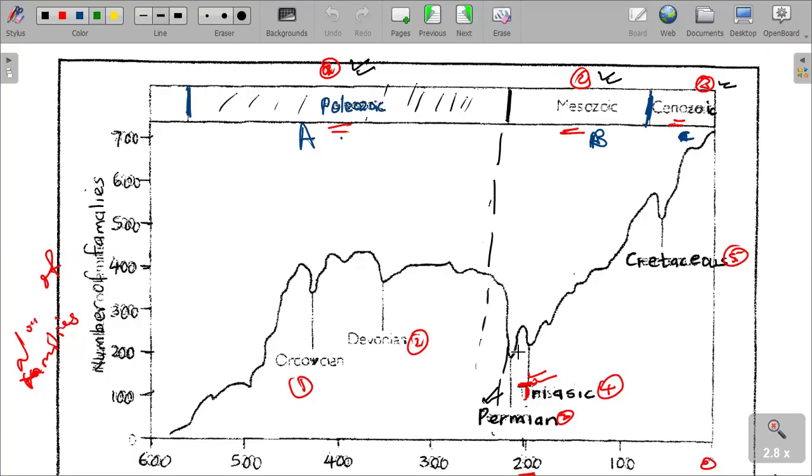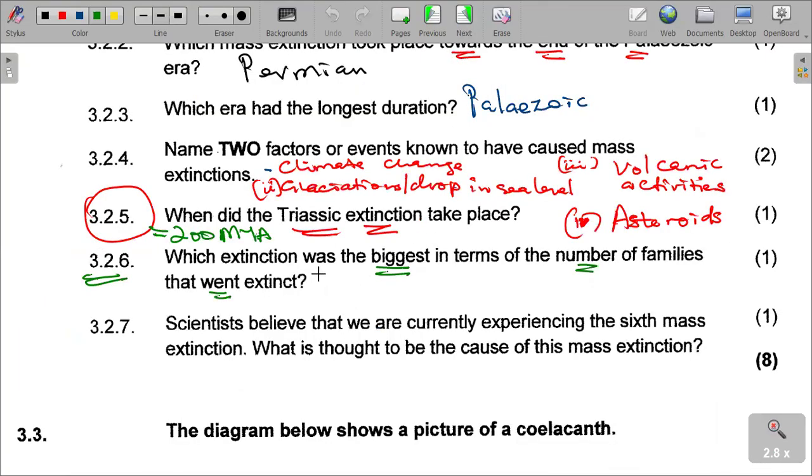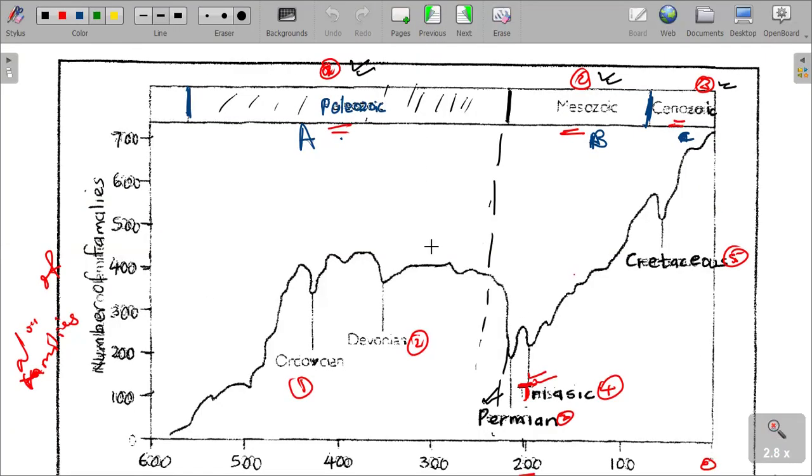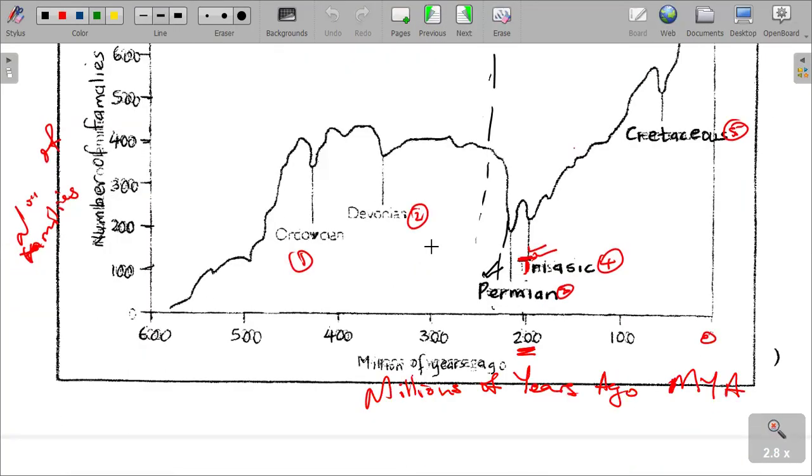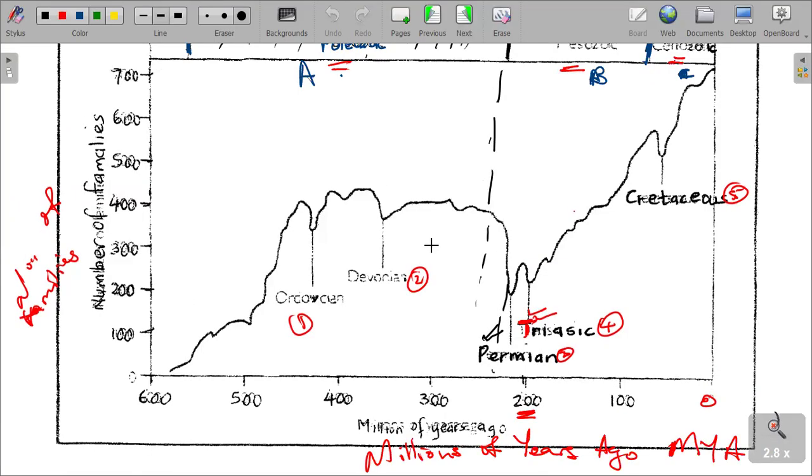It is the highest number of families that went extinct. Which extinction was the biggest in terms of the number of families that went extinct? Let's look into that, and we can see that it is the Permian. If you check here, the Permian has the highest number that went extinct.